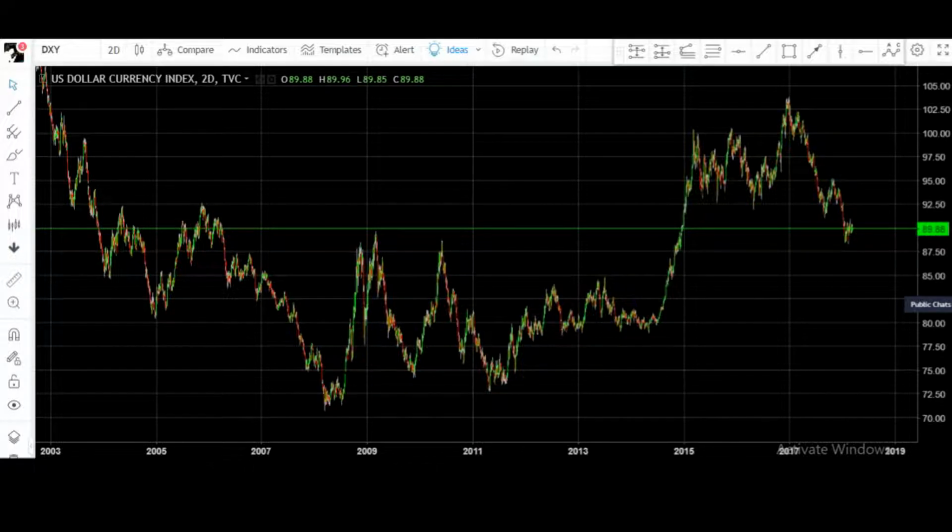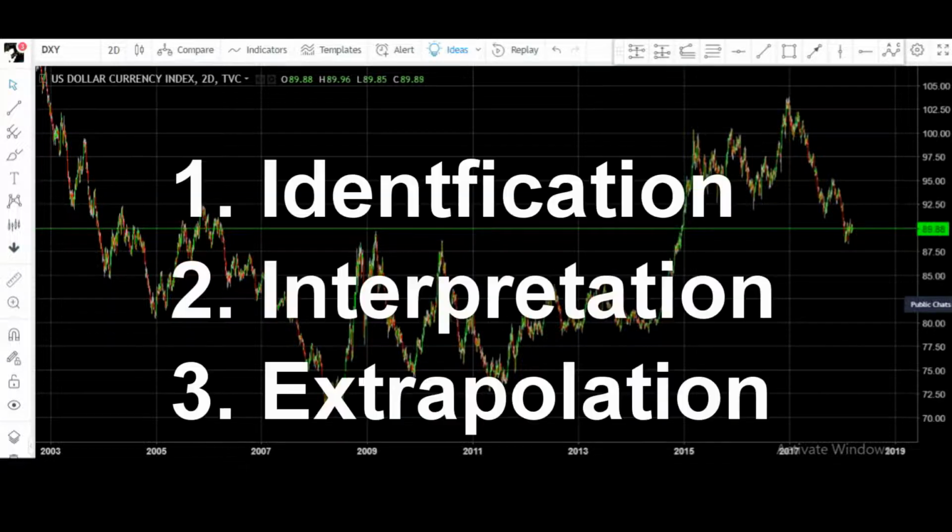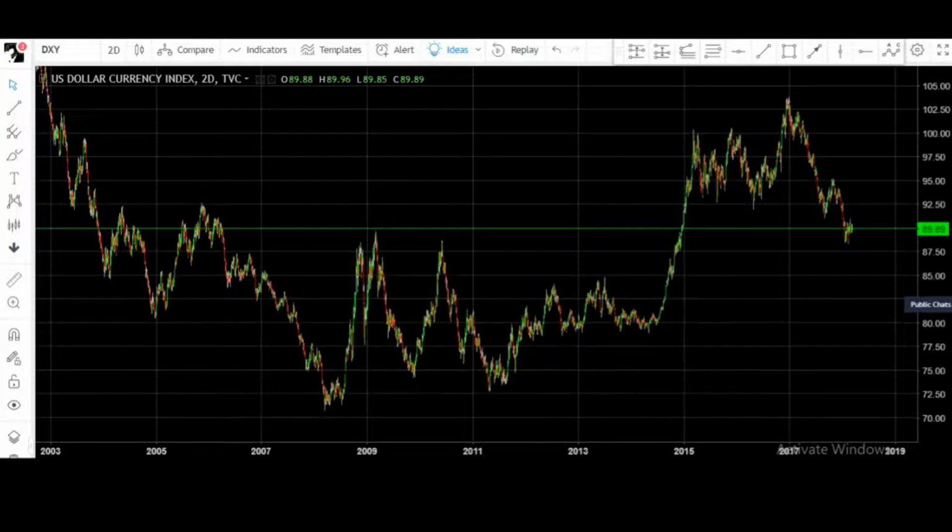What we're going to do here today is an introduction to trading analysis and forecasting. Our section on trading analysis will be divided into three areas. First one's identification, second one's interpretation, and the third one's extrapolation. Identification basically means taking the knowledge that we've learned from Elliott Wave Theory and putting it onto live charts and starting to learn how to identify the different waves and the different structures.